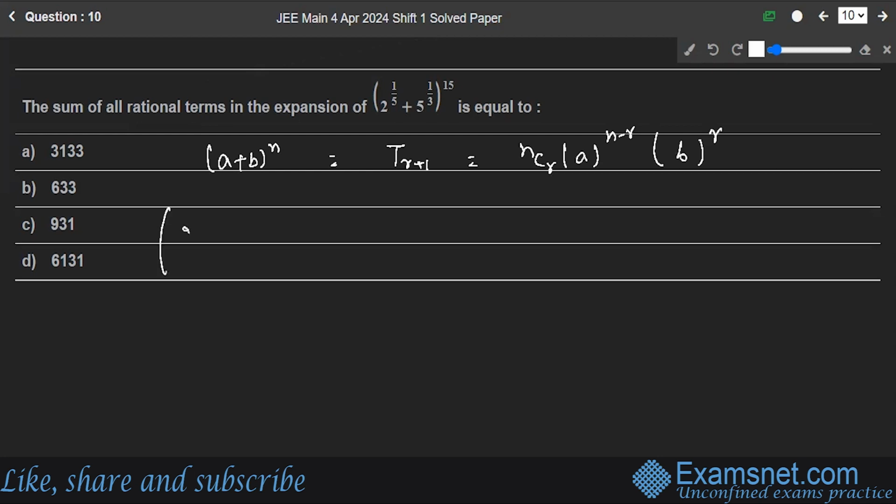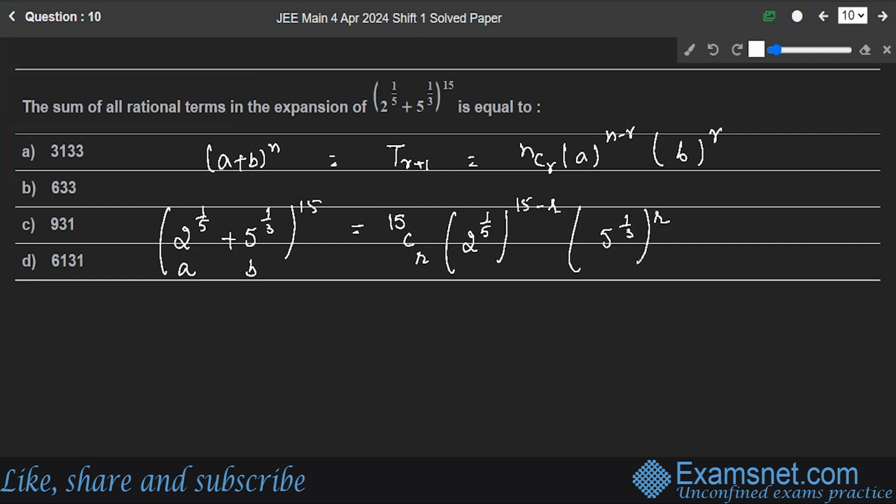So you are having the expression as (2^(1/5) + 5^(1/3))^15. This is your a, this is your b. Now, the general term here will be given by 15Cr (2^(1/5))^(15-r) (5^(1/3))^r. Let's solve it. 15Cr. I'm writing 5^(r/3) into 2^((15-r)/5).